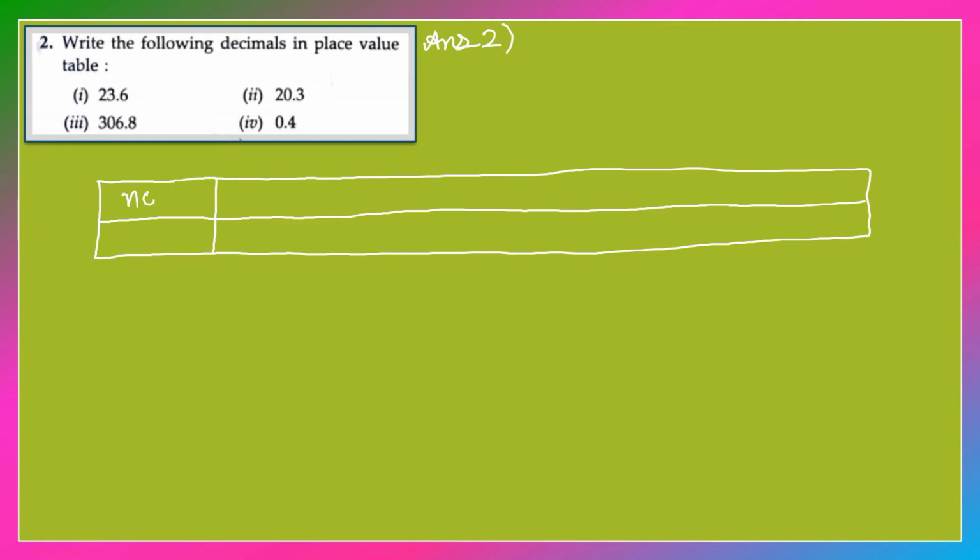The number here is 306.8. First of all, we are going to make columns. First is the hundreds column. As you can see, there are 3 hundreds in total, because it's 300, so it means 3 hundreds. So we write 3. Then next is tens. As you can see, there is 0, it means 0 tens. Now for ones.